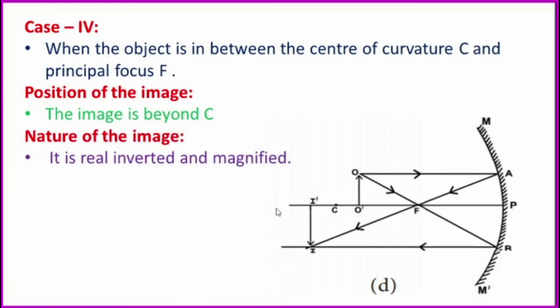Okay. Then the nature of the image, it's a real, inverted and magnified. You compare both sizes. So this is the object size, this is the image size. So magnified. Magnified means larger than the object size. Okay. So this is the case number 4. Object position is between C and F means the image is beyond C. When we move closer to the mirror, image distance is increased. Okay. Image distance means the distance from the image to the pole. So object distance is from the object to the pole.